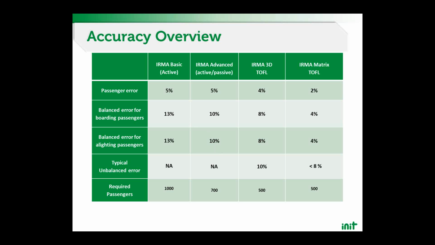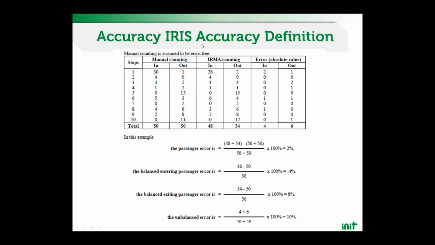So 4% and 2%. And then on the left side we have the different balanced errors for boarding passengers, balanced for alighting, unbalanced, and required passengers. I'll get a little bit into details of how we read these numbers, what this means. The Iris specification is based on the VDV from Germany as well. You see on the left side they have introduced 4 different errors. You see the manual counting, where somebody was riding the bus and counted manually going in, going out, 50 people, so that's accurate.